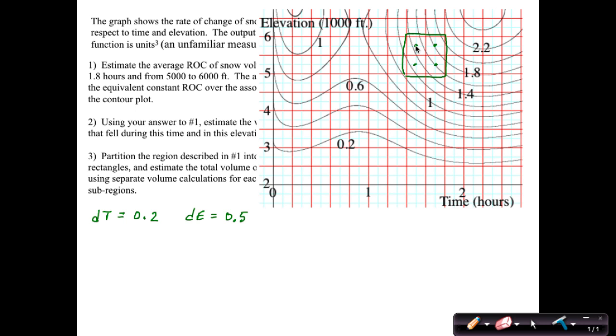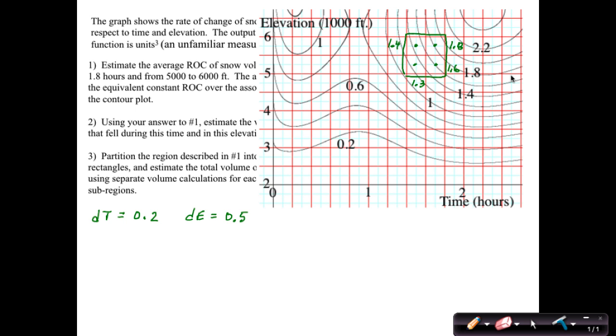What did you say? 1.4. This one here? Yeah. So you're saying 1.4. Okay. 1.8. This one? 1.3. And 1.6. Is that close to what you did?